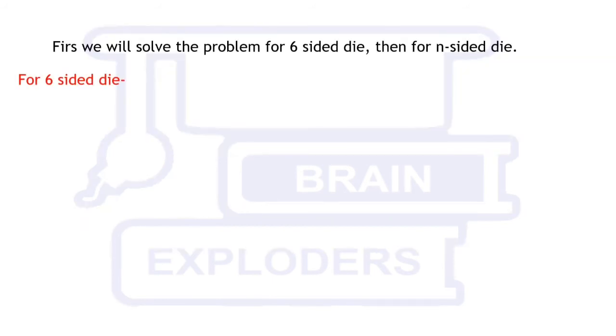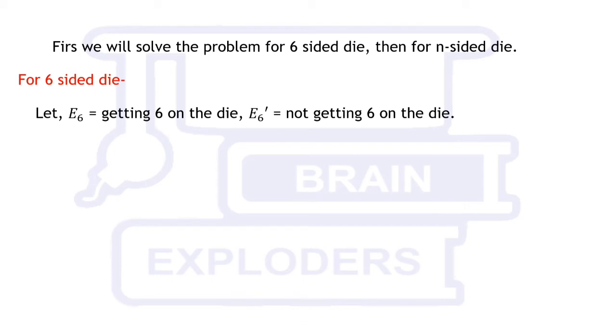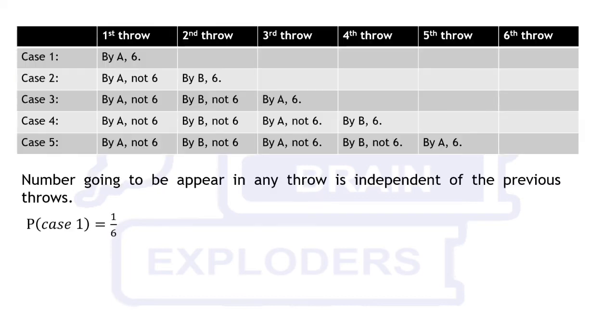For a 6-sided die, let E6 be the event of getting 6 on the die and E6 prime be not getting 6 on the die. We know that the probability of getting 6 is equal to 1 by 6 and the probability of not getting 6 is equal to 5 by 6. Now in the first case, A has to get a 6, so the probability of case 1 is 1 by 6. In case 2, A should not get 6 and B should get 6. So the probability of not getting a 6 is 5 by 6 and the probability of getting a 6 is 1 by 6. These are completely independent.